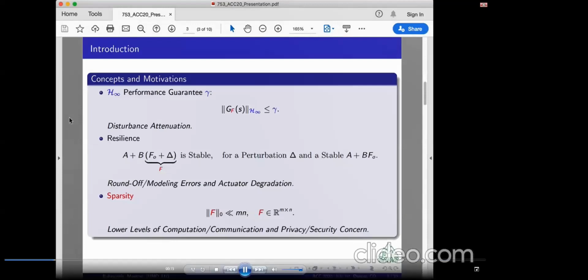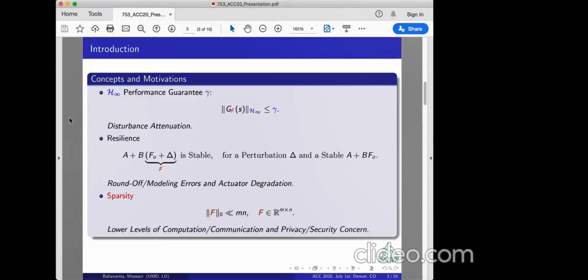To ensure a desirable level of closed-loop performance guarantee, we utilize the well-known H-infinity norm. H-infinity control is useful in disturbance attenuation. By resilience, we mean if the controller is hit by a perturbation, then the stability is still preserved. The source of perturbation could be round-off or modeling errors.